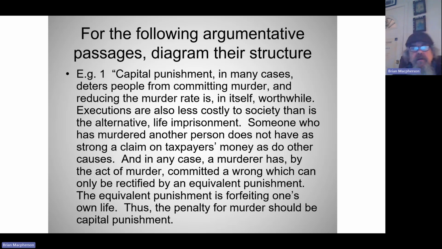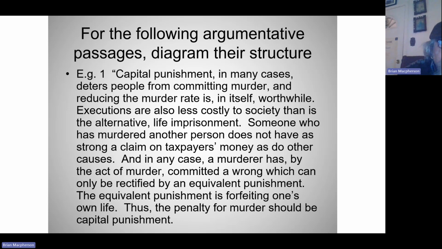That's simple, right? Okay. Now, it's all good to have a theory, but we need to be able to apply it. So let's look at this first passage, and it's a fairly complicated passage. This is example number 1. It says capital punishment in many cases deters people from committing murder. All right. Now by the way, just to be careful, I am not advocating any of these arguments. We're just describing them and identifying the argumentative structure, right? So no one's advocating anything here.